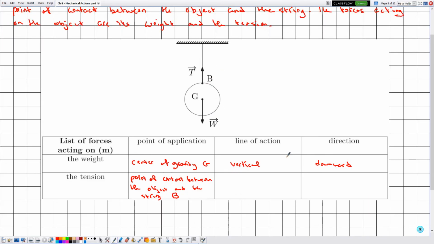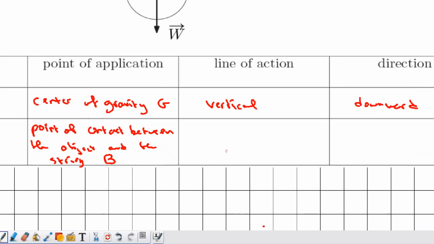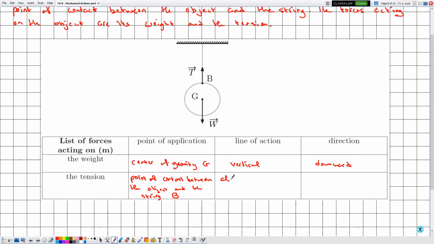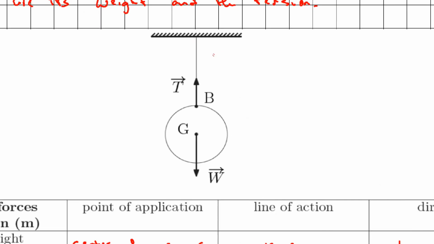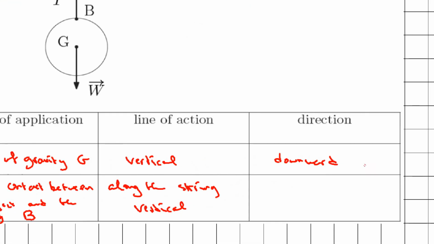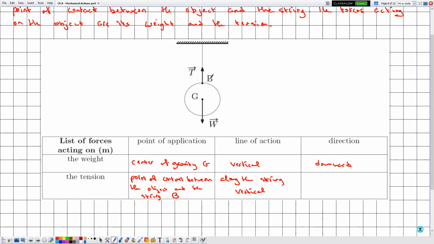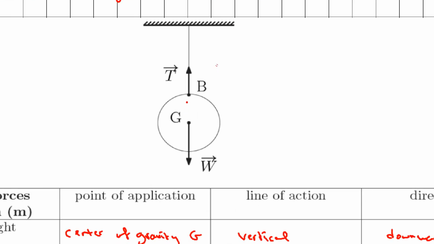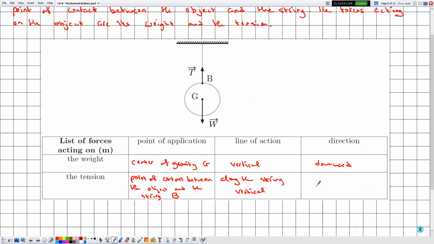Now as for the line of action, what we know is that it's always given by along the string, and in this case along the string is vertical. As for the direction, it opposes the action of other forces, or it's away from the object. In this case it is upward.